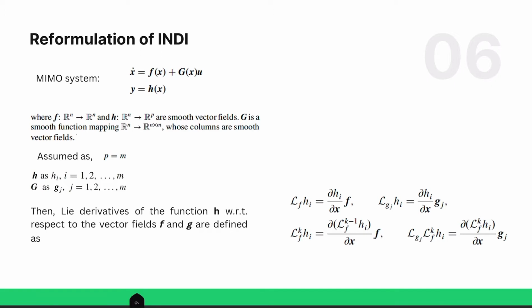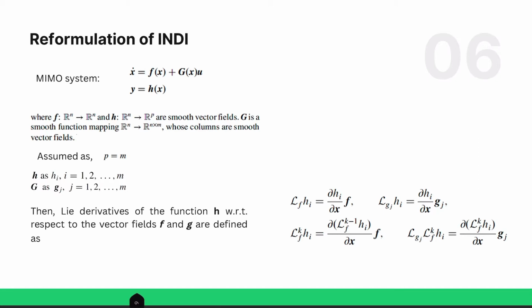Here we start from the reformulation of INDI. In the paper, the researchers have taken three problems into account: input-output linearization, output tracking, and input state linearization. Here we focus mostly on input-output linearization. It was mentioned that for a MIMO system, as we know, MIMO is a multi-input, multi-output system, and we have the state space equations. In this case, it was assumed that the number of inputs and the number of outputs are the same, so p is equal to m.